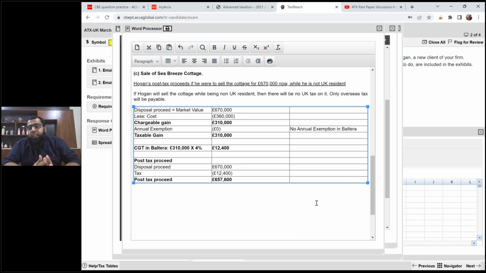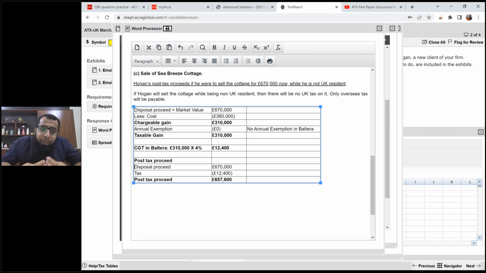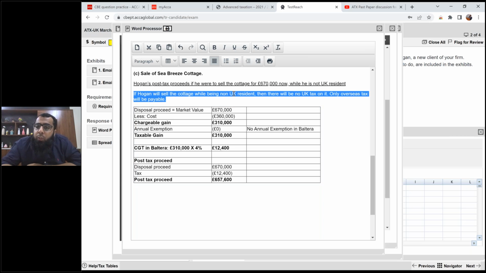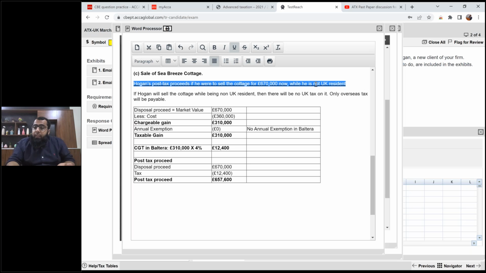See, if you look at the question, is it difficult? Please tell me. Is there anything in which you can make an error? It's a simple, straightforward question. It's just going in a simple flow. If Hogan sells the cottage while being non-UK resident, there will be no UK tax on it. It is written here that he's non-resident. There is no need to question or challenge the data.